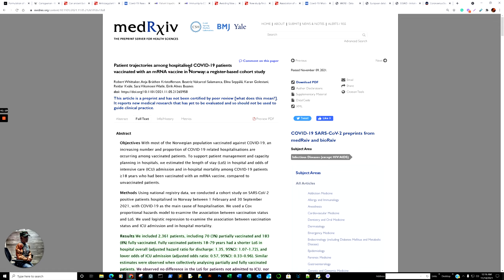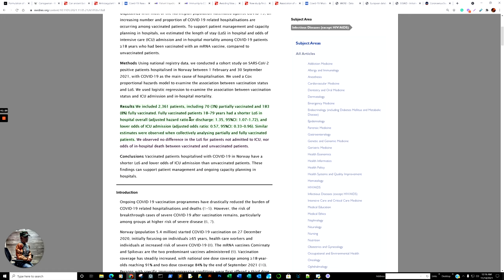Patient directory among hospitalized COVID-19 patients vaccinated with mRNA vaccine in Norway, a registered-based cohort. To begin, the results. We included 2,361 patients, including partially vaccinated and fully vaccinated. See, not a large trial size between the groups. So that's why I don't want to give it something called a power rating. So it's not a big enough group in order to say, hey, this is the way it's supposed to be. But still, fully vaccinated patients, 1879, had a shorter length of stay in the hospital overall.